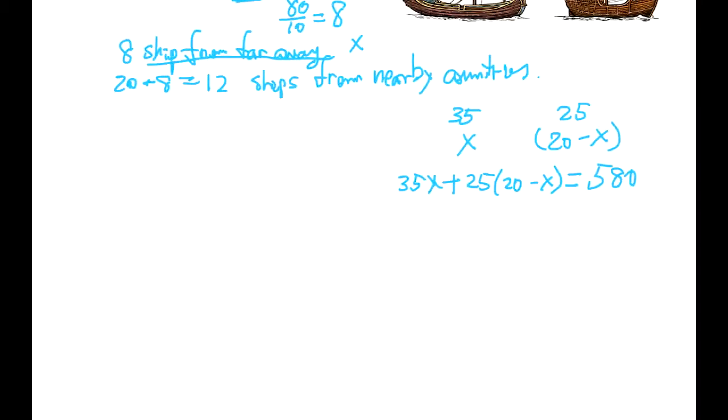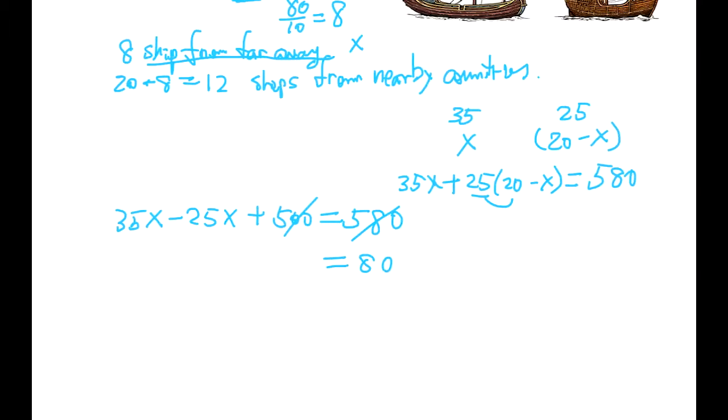We rewrite this as 35x minus 25x plus 500 equals 580. So we eliminate 500, and it becomes 80. We deduct 25 from 35, which is 10x. We divide both sides by 10, then x equals 8.